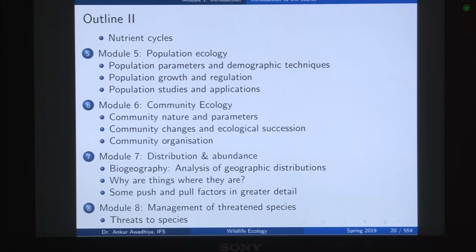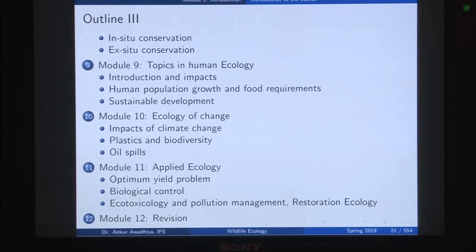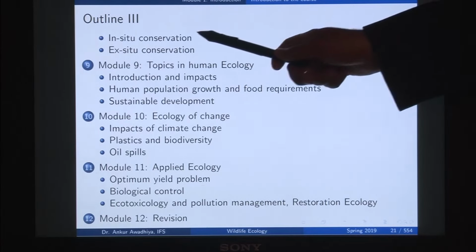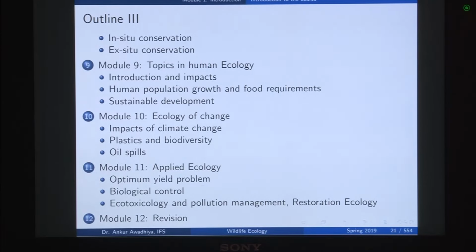So, what are the different kinds of threats that we have to different species? There are a number of species that we are trying to conserve. We have tigers, we have elephants and so on. So, what are the threats that are being faced by these species and what can we do to reduce the impacts of these threats? So, we divide it into in situ conservation and ex situ conservation.